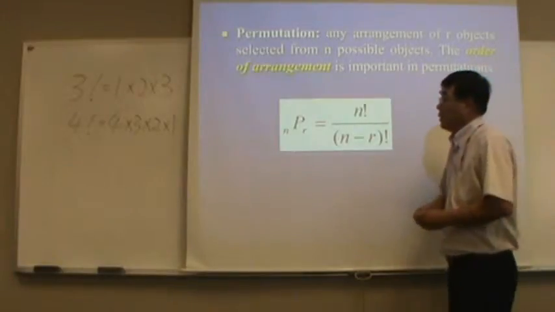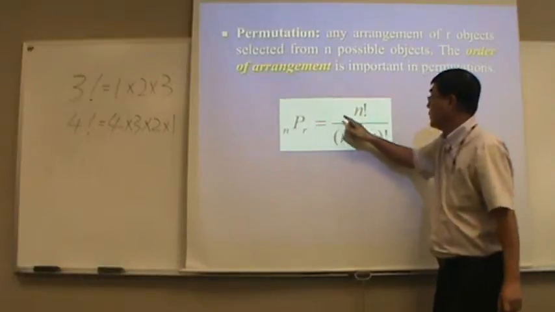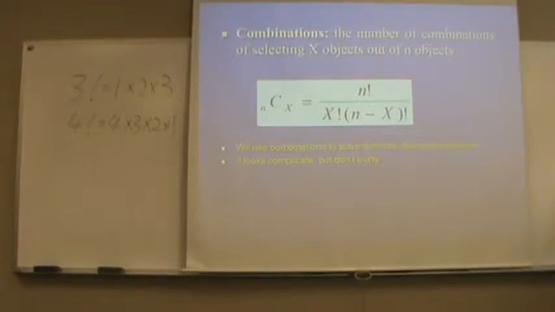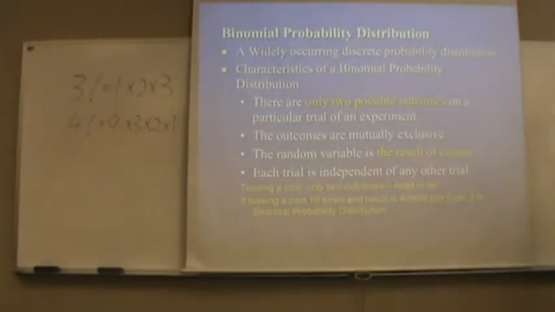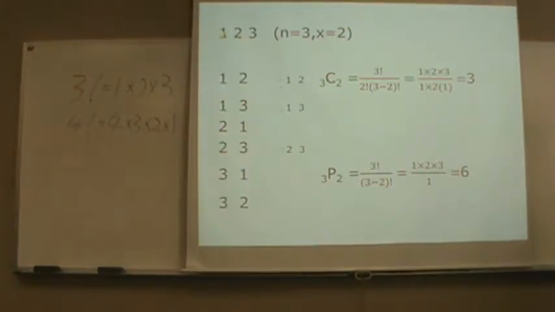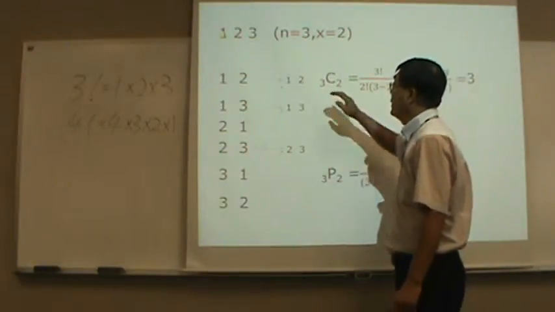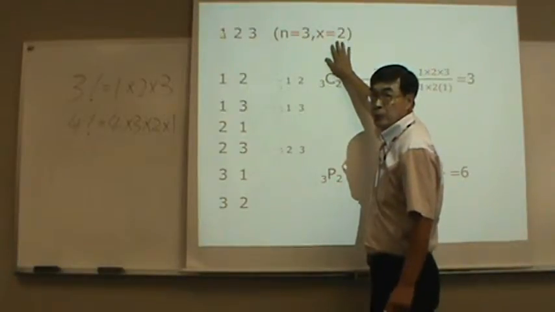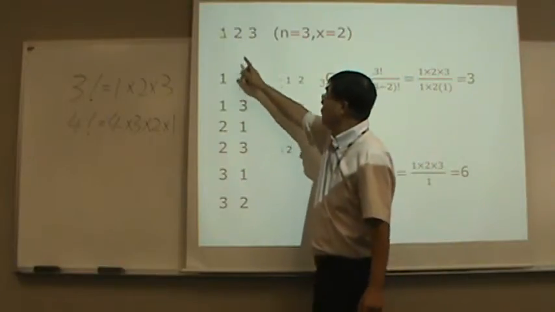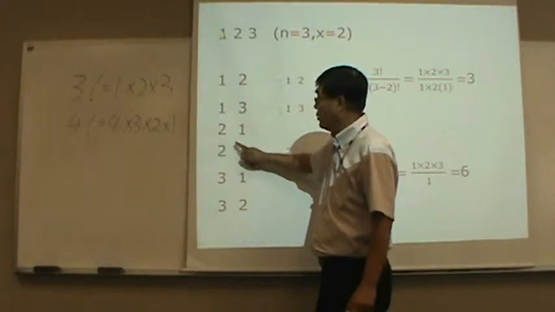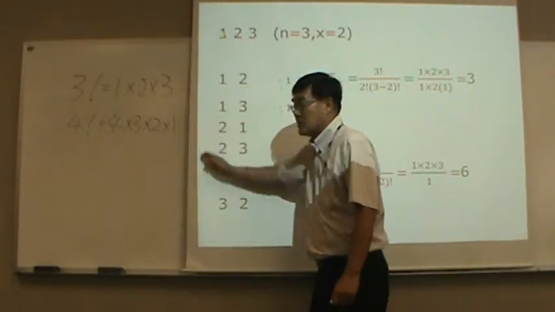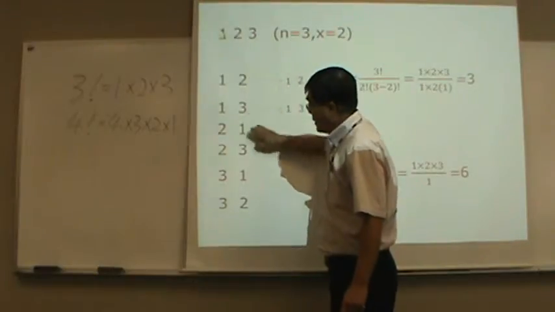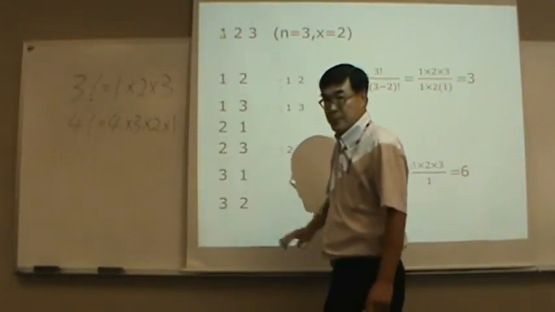Permutation, r out of n: n factorial divided by n minus r factorial, this is permutation. If there are three numbers like 1 to 3, then 1, 2, 3, and if we pick 2, then make some groups. So we can pick 1 and 2, 1 and 3, 2 and 1, 2 and 3, 3 and 1, 3 and 2. All possible groups. So 2 out of 3 possible outcomes will be 1, 2, 3, 4, 5, 6. 6 possible outcomes.